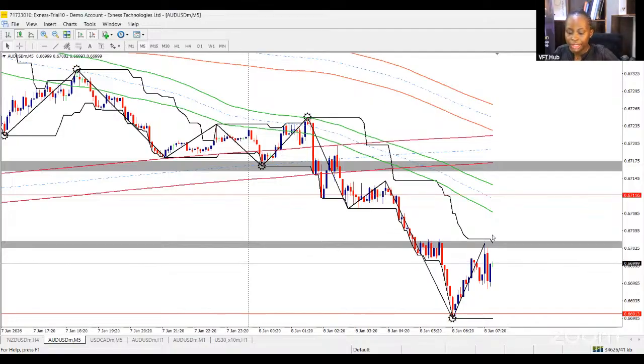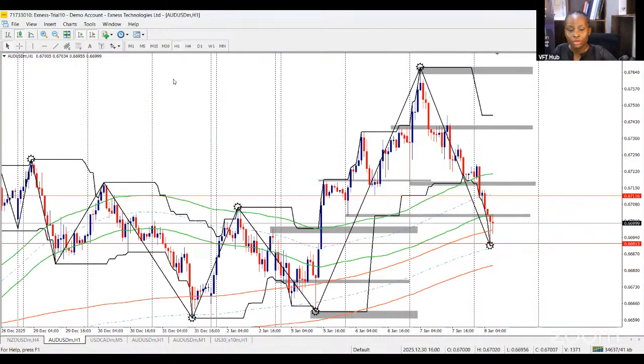So yes, price is now reacting from this zone. This could be resistance. However, if price breaks through, I believe price will come into 0.67175. This would be my most preferred zone for price to trade into. Now this is a support level, remember. So price could violate all of these zones and just continue to buy.